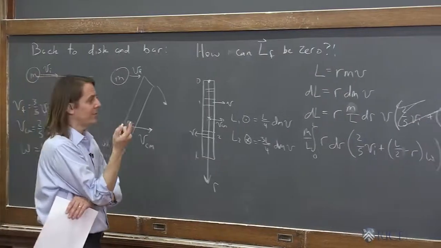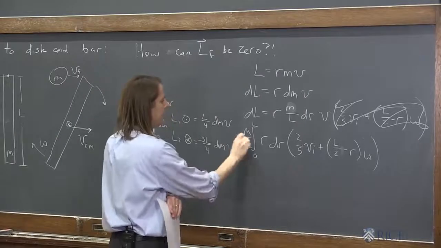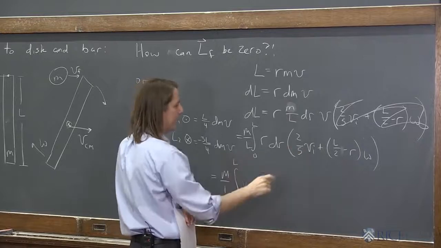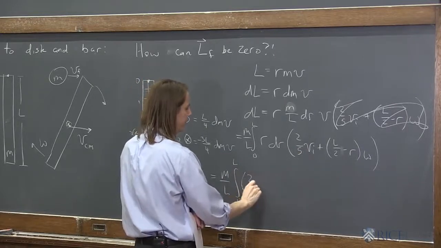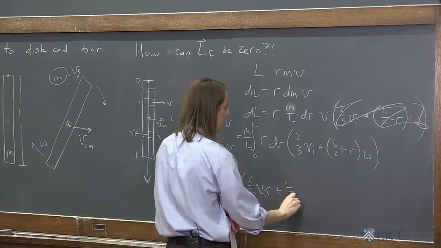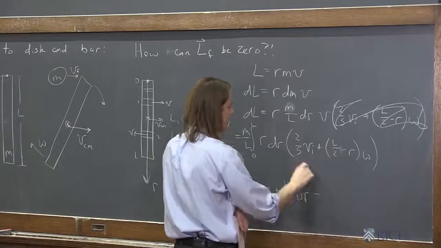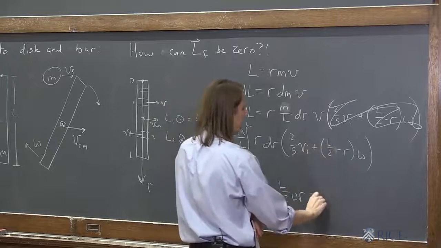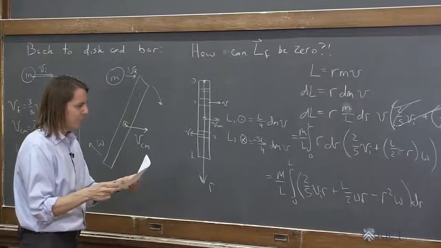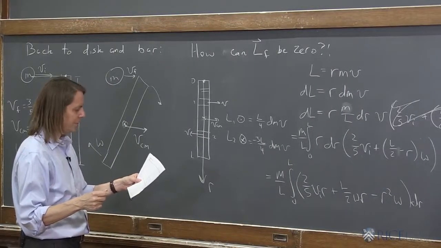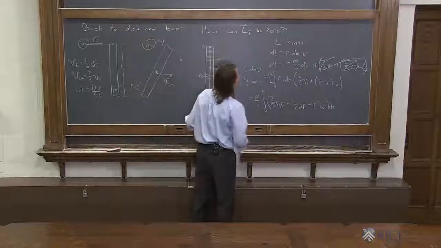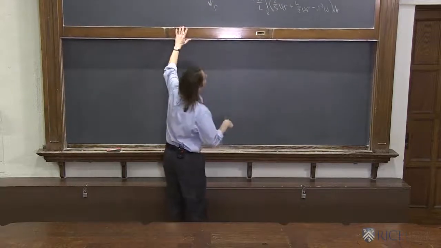Okay, so now we just have to take the integral and see if this thing makes zero or not. So it equals m over L times the integral from 0 to L. I'm going to distribute the r just to make it easier: 2/5 VI r plus L over 2 omega r minus r squared omega, dr. So before we move on and mess this up, and we just look at it, oh yeah, we're in good shape. Excellent shape.